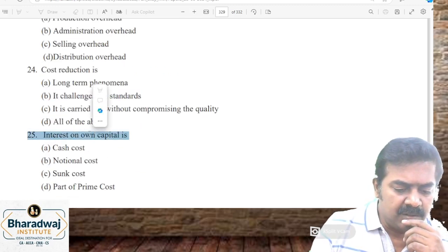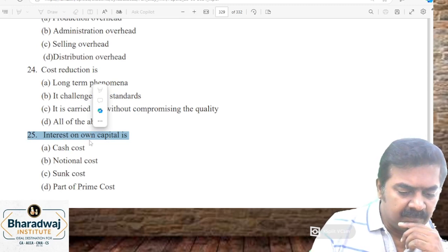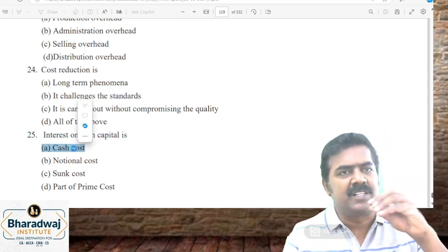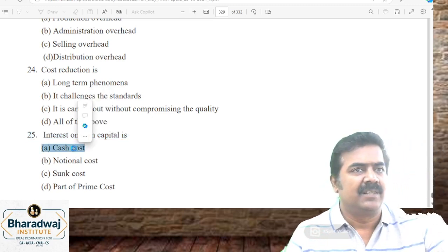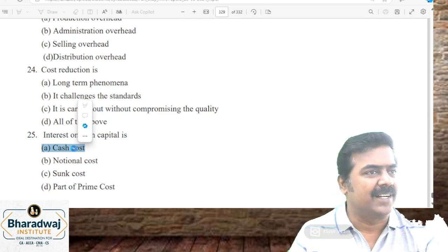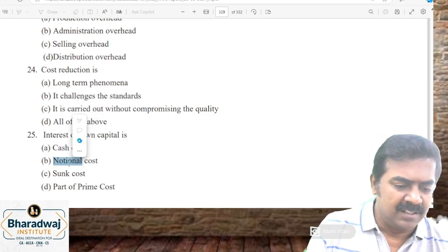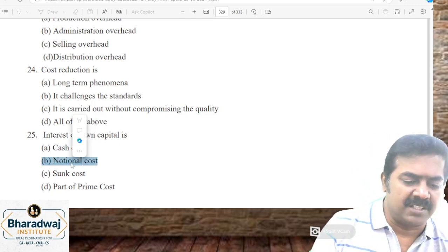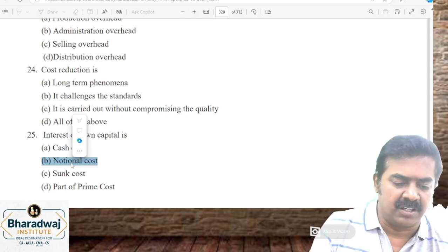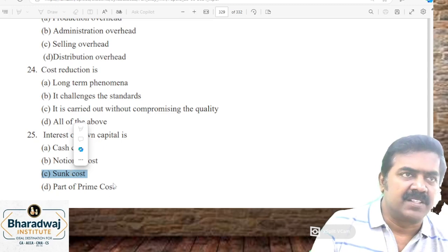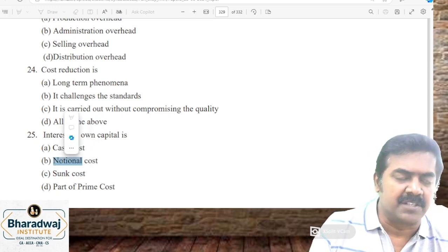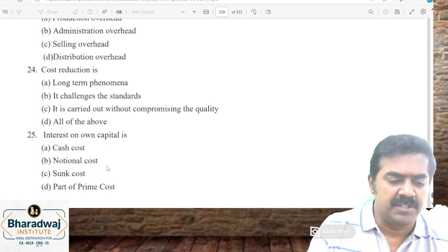Interest on own capital is not a cash cost. For example, you invested your capital. Are you paying interest on own capital in cash? It is not a cash cost. It is a notional cost, a non-cash cost, and not a sunk cost. Sunk cost means already spent and cannot be recovered. So which cost is it? Notional cost.